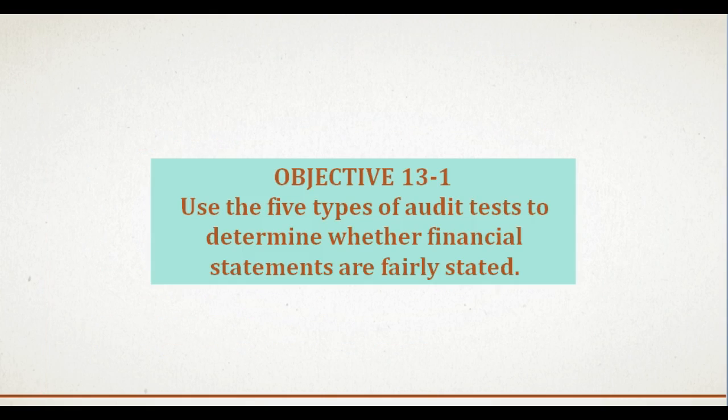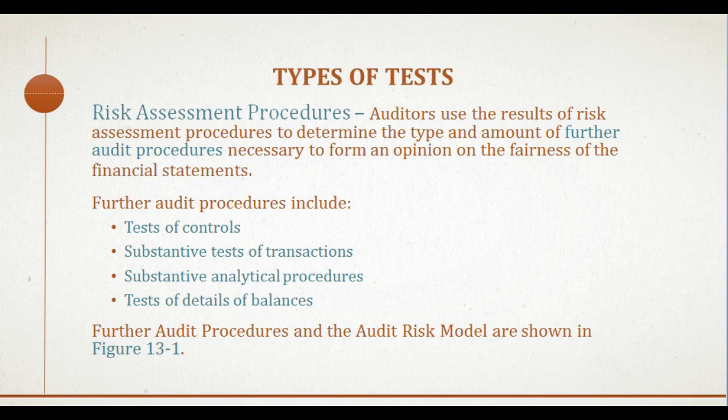Let us begin by discussing the 5 types of audit tests to determine whether financial statements are fairly stated. Auditors use the results of risk assessment procedures to determine the type and amount of further audit procedures necessary to form an opinion on the fairness of the financial statements. These further audit procedures include the test of controls, substantive tests of transactions, substantive analytical procedures, and tests of details of balances.